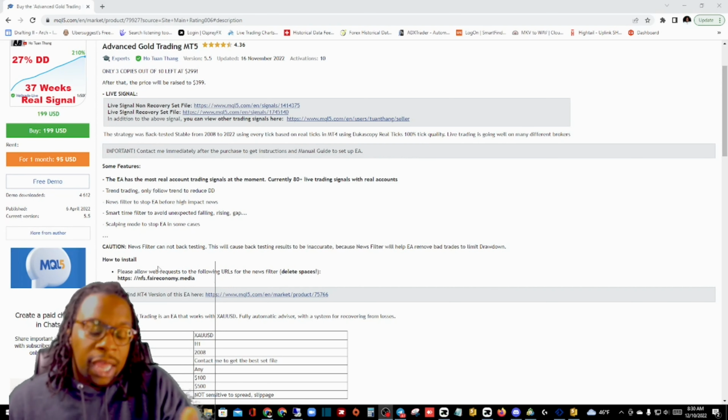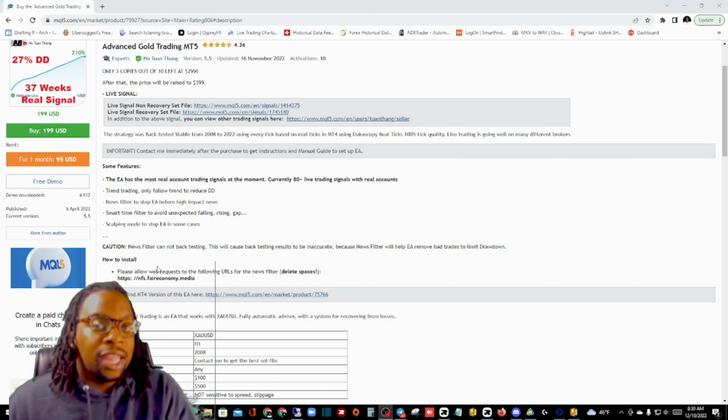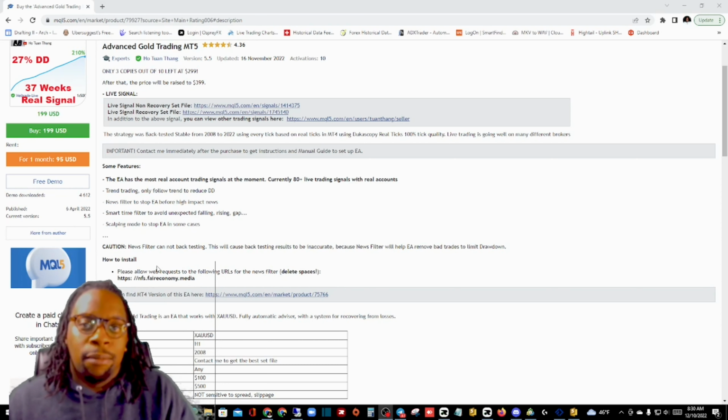To give you an example, FTMO has a regular account, and after that they have a swing account. With the FTMO regular account, they do not allow you to trade during news. With the swing account, they do allow you to trade during news, but the drawback is that you end up getting less leverage.